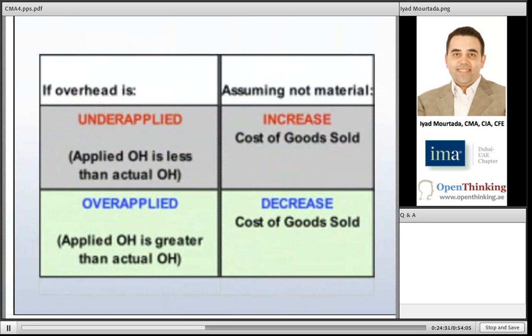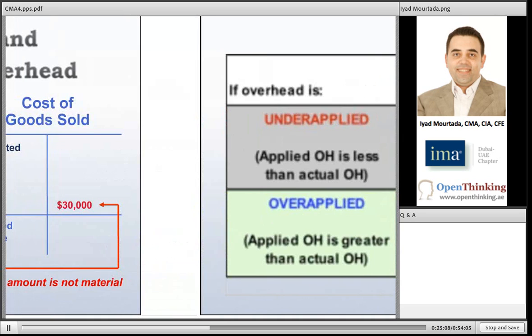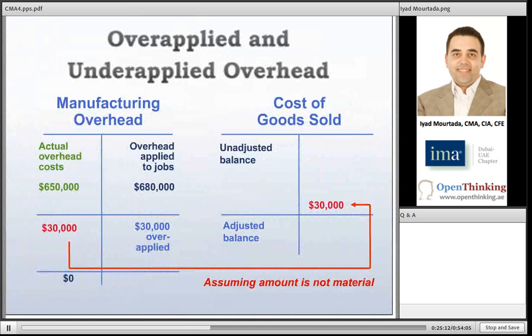Just remember this: if the overhead is under-applied, applied overhead is less than the actual. Assuming it is not material, we increase cost of goods sold. If applied overhead is greater than the actual and it's not material, we decrease cost of goods sold. So when it's under-applied, cost of goods sold needs to be increased to reflect the right amount. When we are over-applied, we made more than we should have, so we need to decrease cost of goods sold. Remember that, because you are definitely going to get a question about it in the CMA.